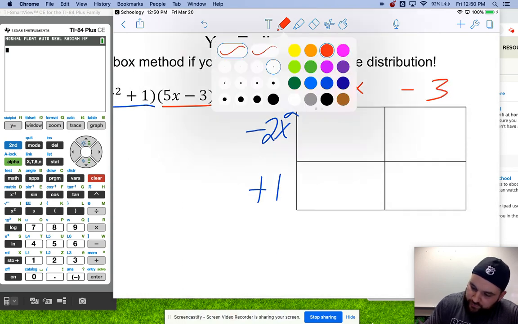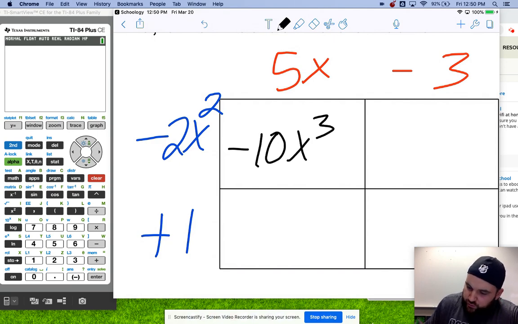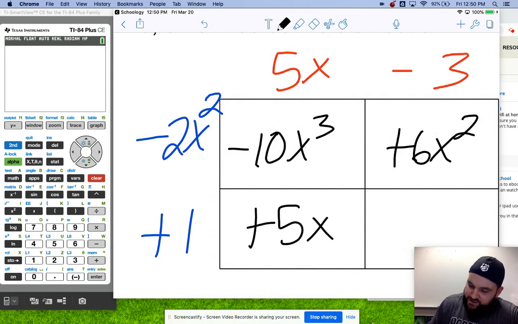So I'm going to go ahead and fill out the boxes by multiplying. So this would be negative 10x to the third, because I have two x's with one x. Okay. Upper right, I got positive 6x squared. Lower left, I have positive 5x. And lower right, 1 times negative 3 is negative 3.